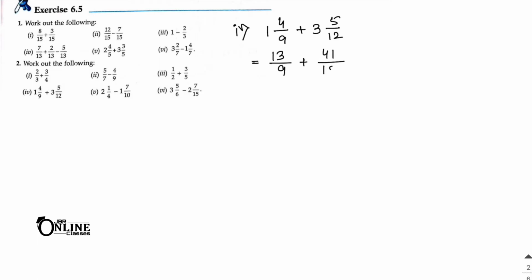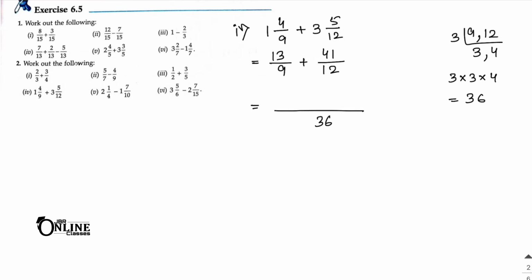So it's 41 by 12. Now you have to find out the LCM of 9 and 12. Divide it by 3. So 3 3s are 9, 3 4s are 12. So here the LCM equals 3 into 3, it's 9, and 9 4s are 36. So write down here 36.